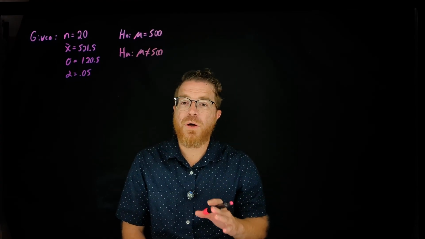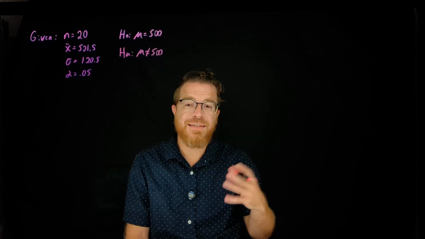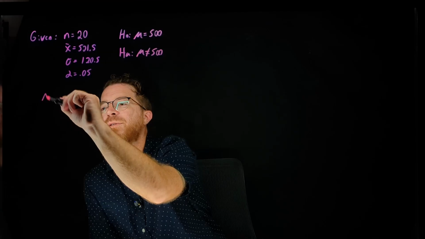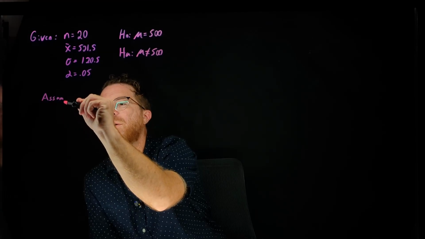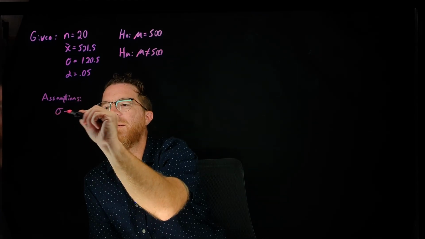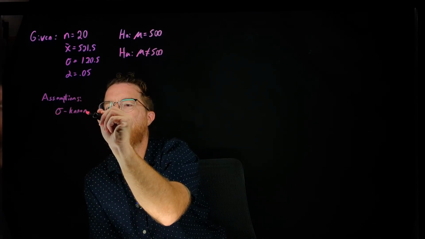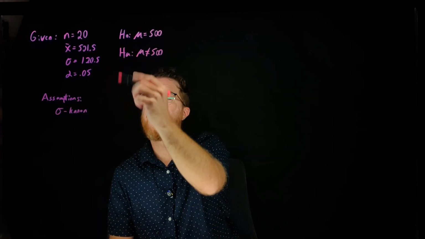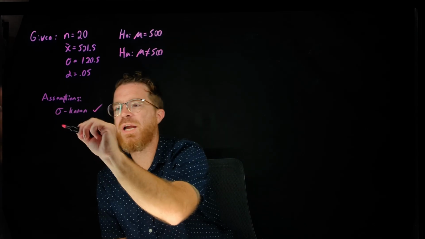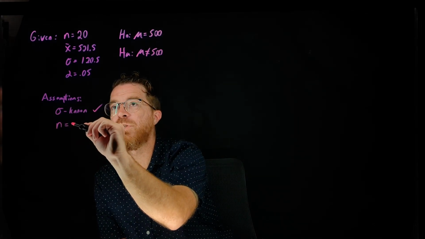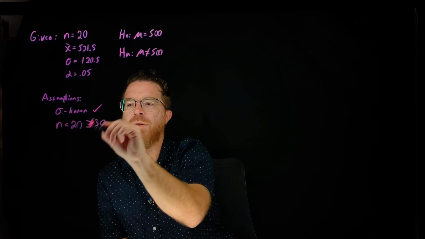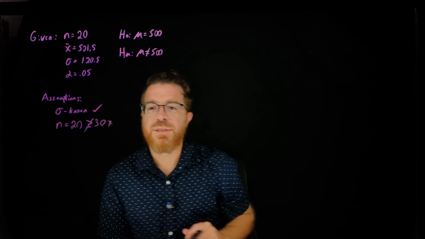Now, before we actually go on to finding the values to test this hypothesis, what we need to do first is check our assumptions. So our assumptions that we're using are, is sigma known? Well, in this case, yes, sigma is known. It's 120.5. So let's put a little check mark there. And the other assumption we could check is, is n, which is equal to 20, greater than or equal to 30? Well, no, it's not, which means that it fails this.